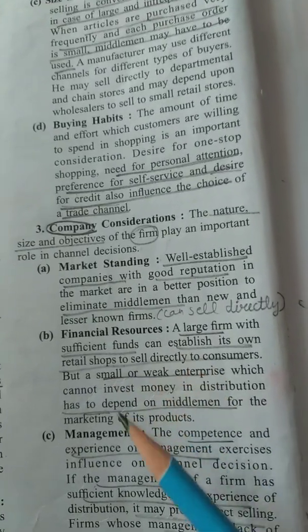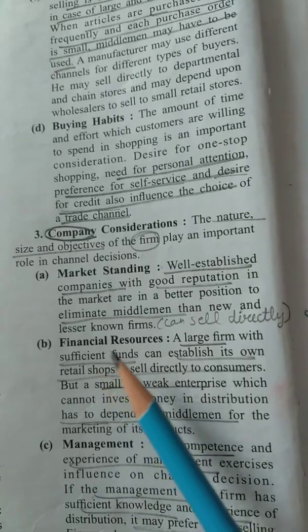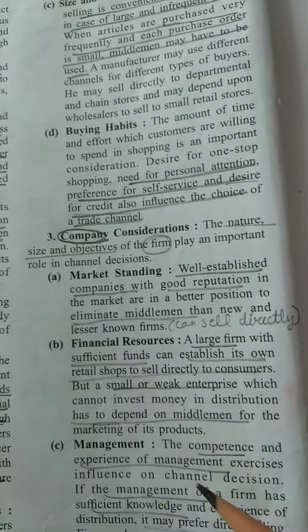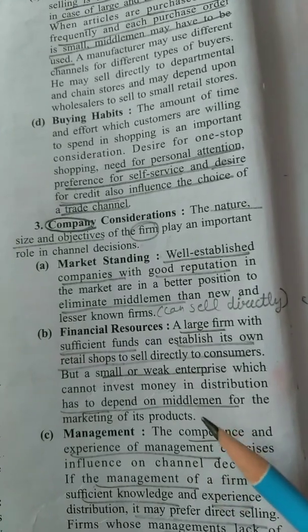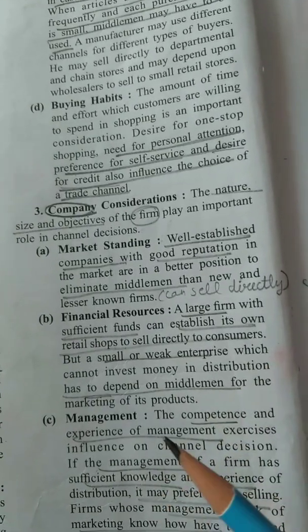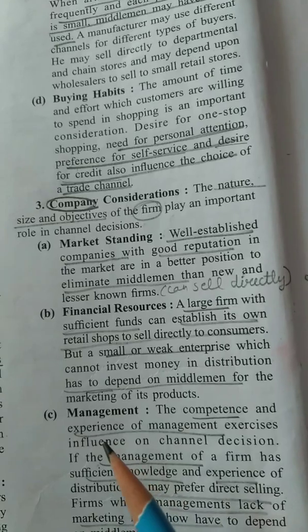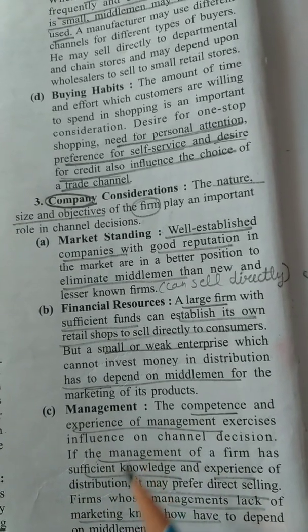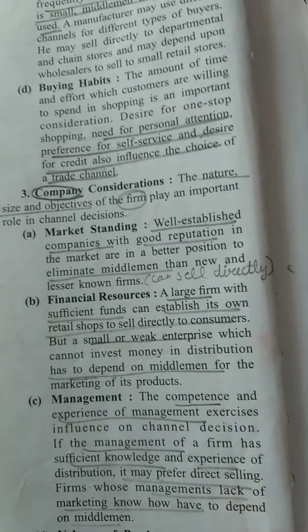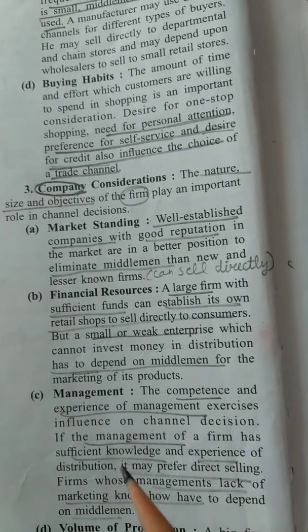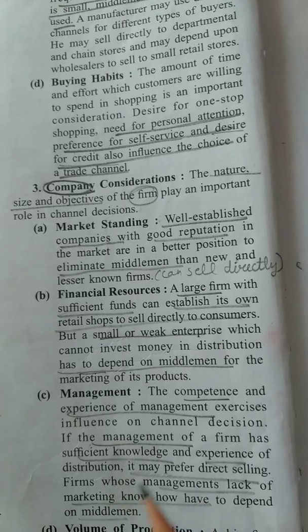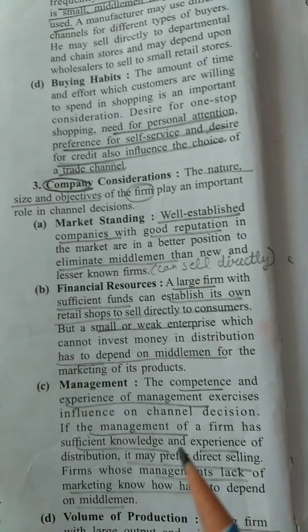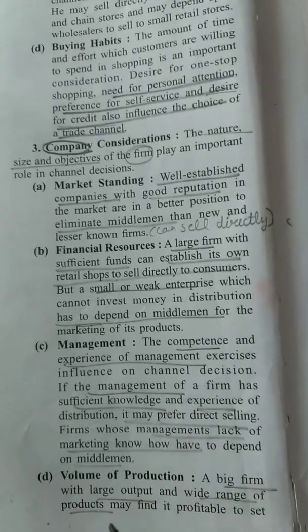Suppose there is some firm that has limited financial resources and it is not well known also, then they will have to depend upon the middlemen, because the middlemen can reach the people easily. Then next is management. If there is experienced management, means the people in the management are experienced and qualified and have been working for many years, then the management of the firm has sufficient knowledge, and they may prefer direct selling rather than a long channel of selling.